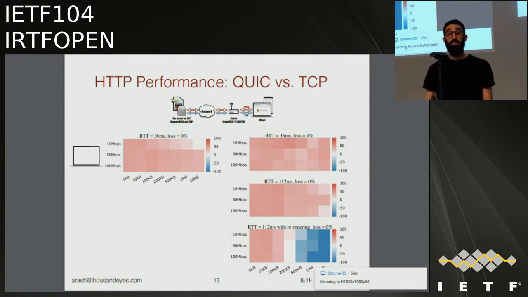The last column is a 10 megabyte object. So when we have packet reordering, QUIC is doing worse than TCP. We want to see why this is happening. We looked at QUIC's code, instrumented the code, and looked at TCP to see how it's coping with packet reordering.